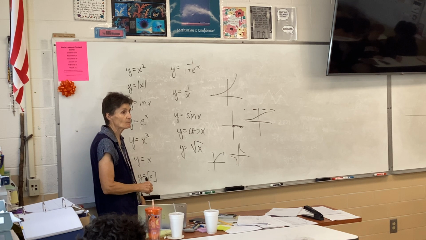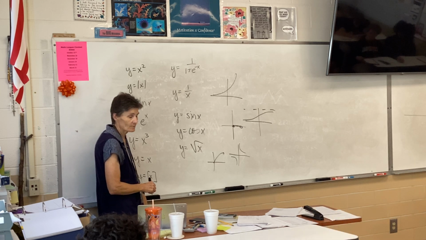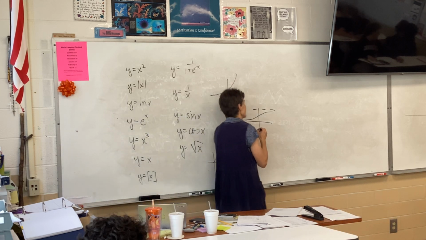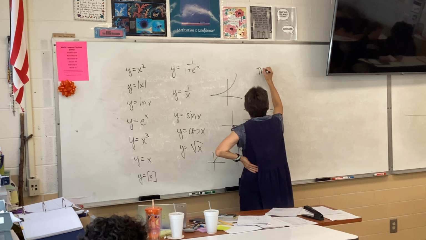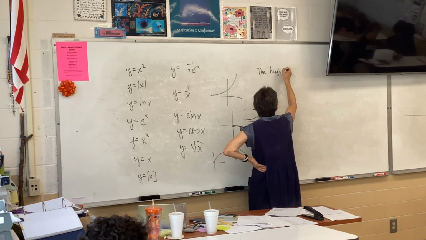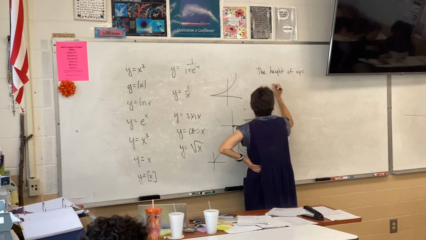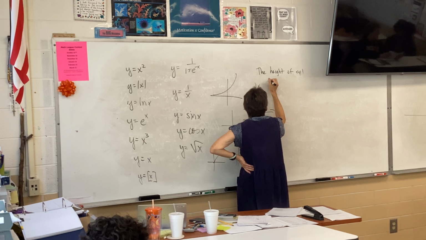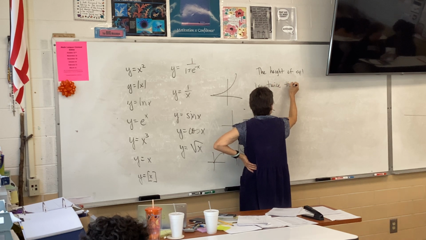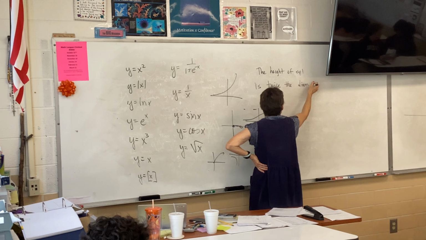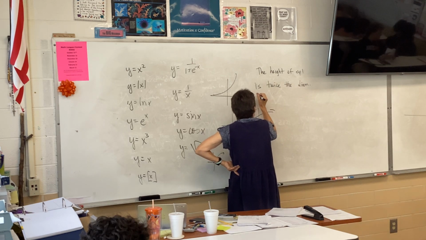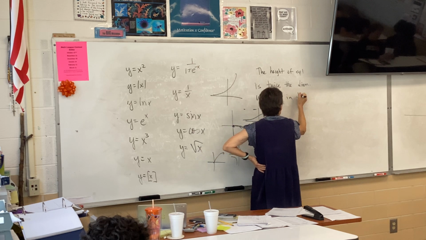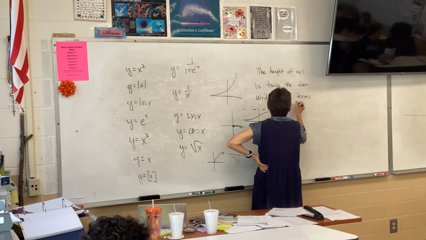Come on, guys, let's test this tomorrow. So the problems say something like, the height of a cylinder, I keep spelling it wrong, cylinder, is twice the diameter. Write the volume in terms of radius.